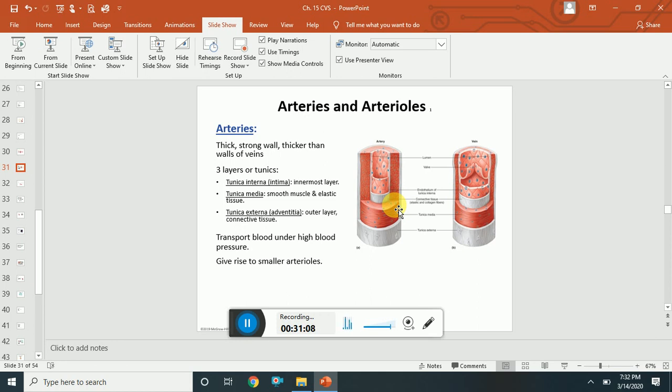Again, the three layers of the arteries. We have the tunica externa, the adventitia, the outermost layer made out of connective tissue. Then we have the tunica media, made out of smooth muscle fibers, and there's some elastic tissue to withstand all of that blood pressure. And then the tunica interna, or the intima, made out of that endothelial layer of simple squamous epithelium.